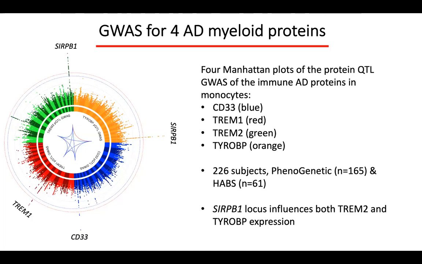So we rediscovered the C33 and TREM1 loci as affecting the expression of C33 and TREM1. So these are cis protein effects. They're basically positive controls. But surprisingly, we found that the same locus, the SERP locus, and more specifically the SERPB1 gene within that locus, was influencing the expression of two different Alzheimer genes, TYROBP and TREM2. And interestingly, of course, these two proteins interact with one another and are a known ligand receptor pair. This is a GWAS based on a relatively modest number of subjects, and shows the power of leveraging monocytes as a model system.